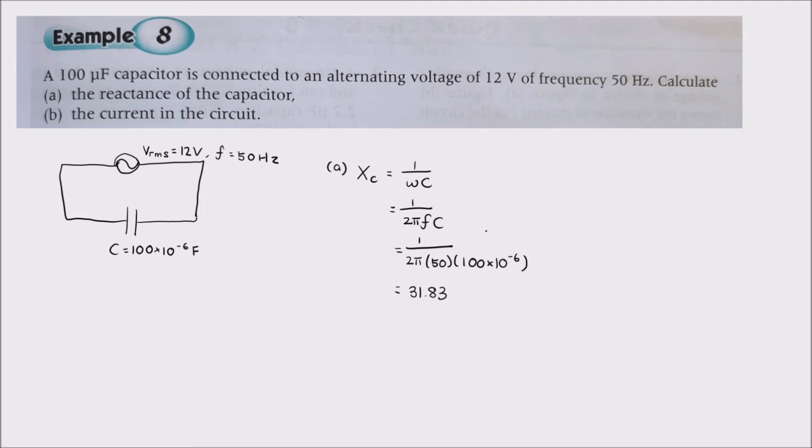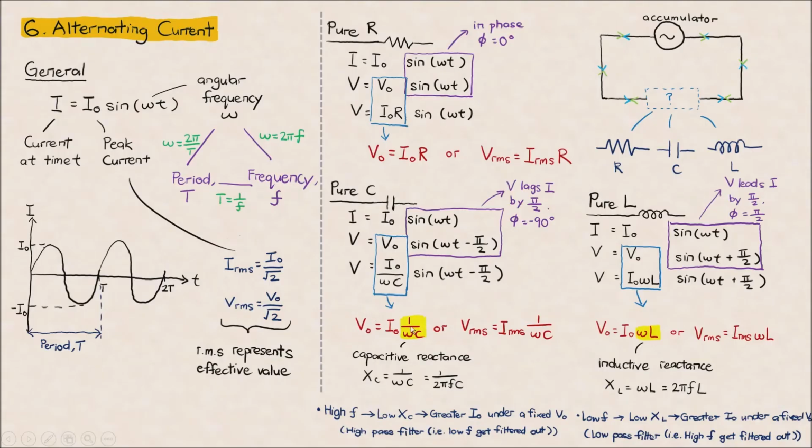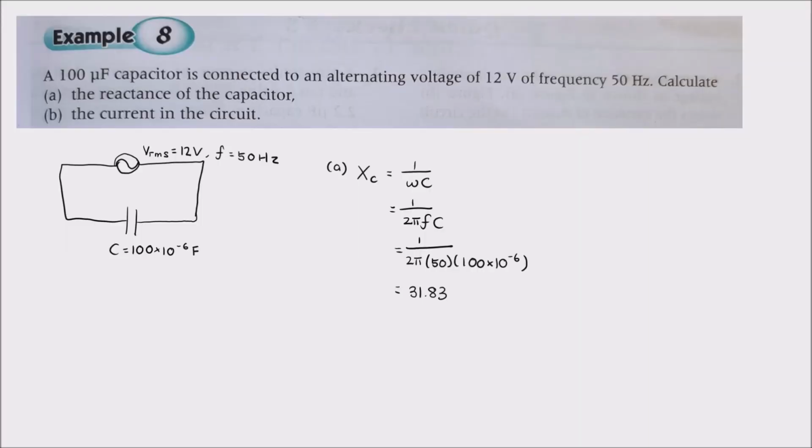You might be wondering, what is the unit for capacitive reactance? I didn't really mention it. But if you look back at the previous slide, V0 divided by I0 equals 1 over omega C. We know that V0 divided by I0 is equal to R, and R has a unit of ohm, so 1 over omega C must also have a unit of ohm. So the capacitive reactance is 31.83 ohm.